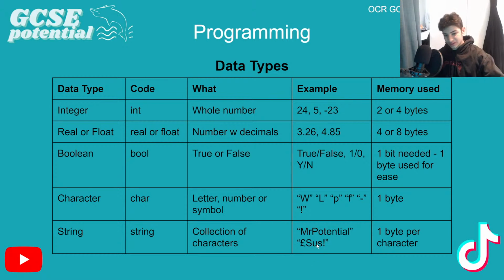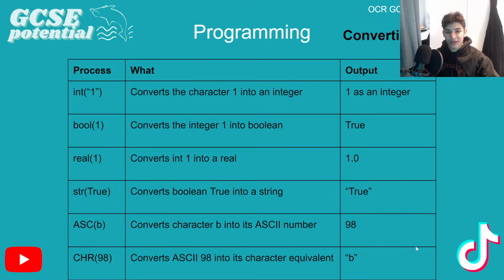You could use different symbols. Yeah. And the memory used is 1 byte per character. Cool. Converting data types. So you can convert things between different data types.